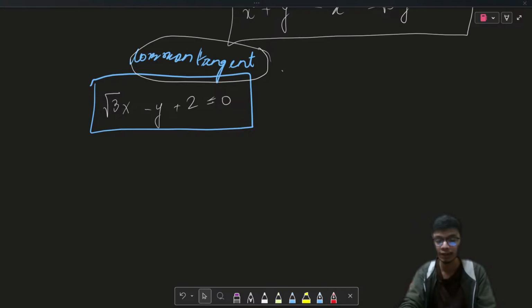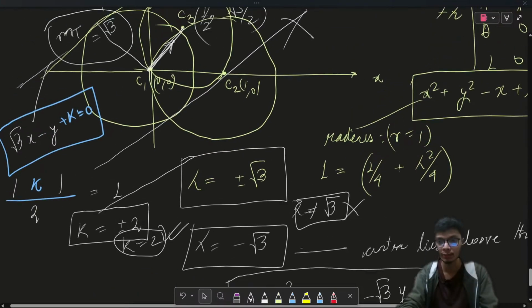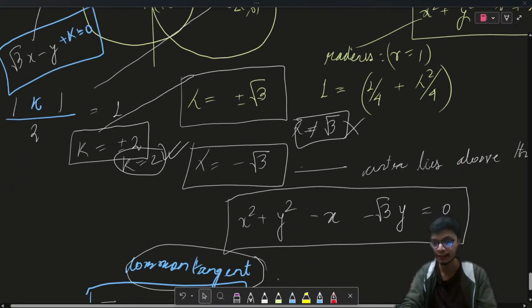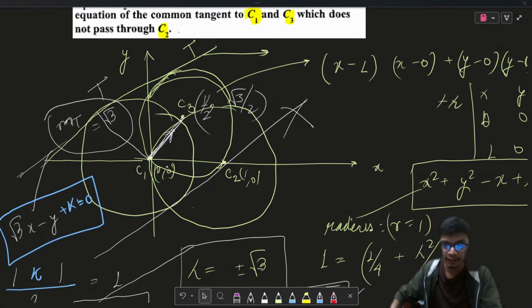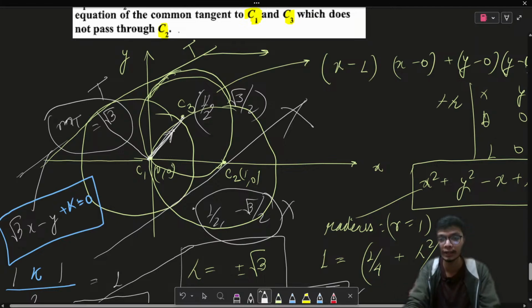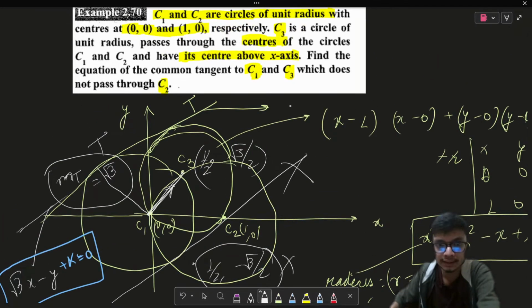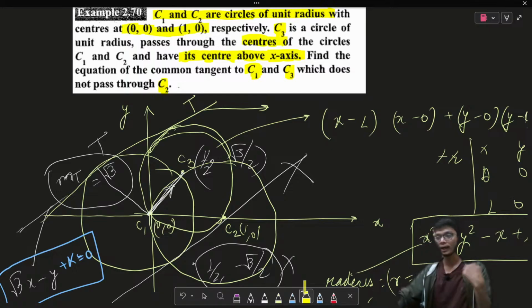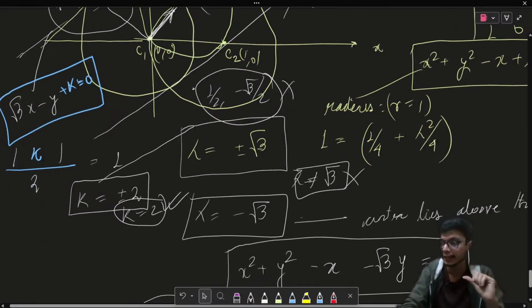Y minus root 3, okay, please look at it again, why it is minus root 3. I have already explained, if I put plus root 3, then the center of this circle C3 will be basically 1 by 2 comma minus root 3 by 2, right? So that cannot be possible, because it is mentioned carefully that the circle C3 has its center above the x-axis. So I have to take the y coordinate of this center to be positive, and that is only possible when I take the value of lambda to be negative root 3. Is this part clear?